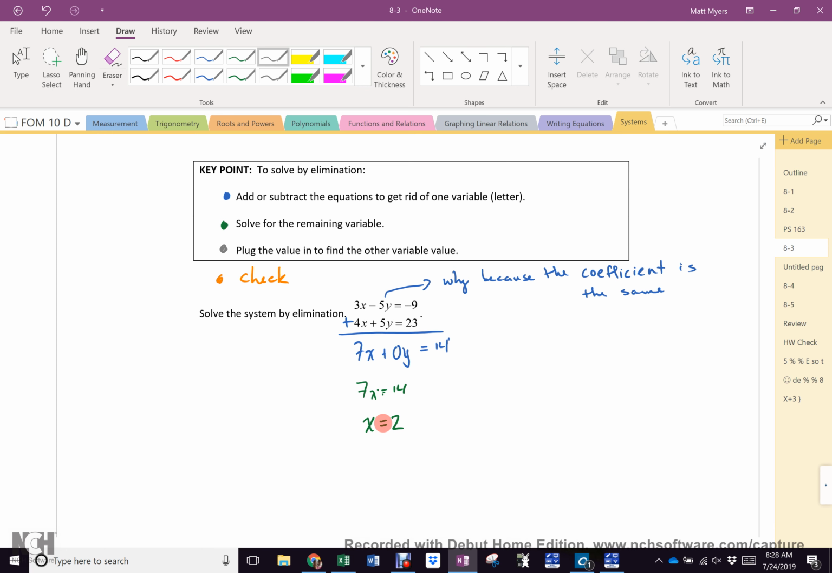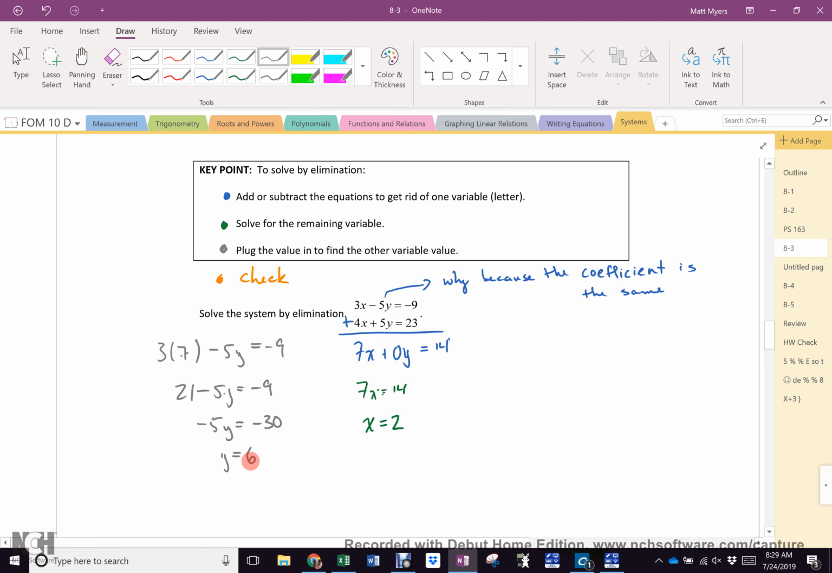Where can I put that? Anywhere I see an x. Who decides which x I put that in for? You do. It doesn't matter which one. If you put it in the top one, you're going to get 3 times 7 minus 5y equals negative 9. You're going to get 21 minus 5y equals negative 9. You're going to get minus 5y equals negative 30. And you're going to get y equals 6.